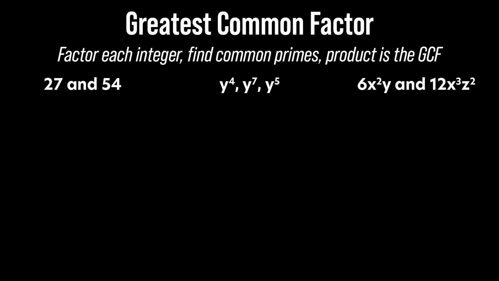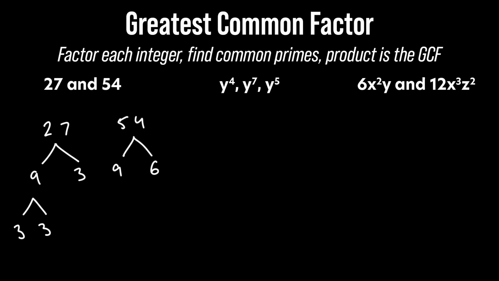Now, when we say divides evenly into each integer, we're talking about the greatest common factor depending on how many integers we have. Now, how do we find the greatest common factor of 27 and 54? So first we're going to break up 27 into 9 and 3, and 9 can be further broken up into 3 and 3. And now we have 54, which can be broken up into 9 and 6, 6 of which can be broken up into 3 and 2, and 9 can be broken up into 3 and 3.